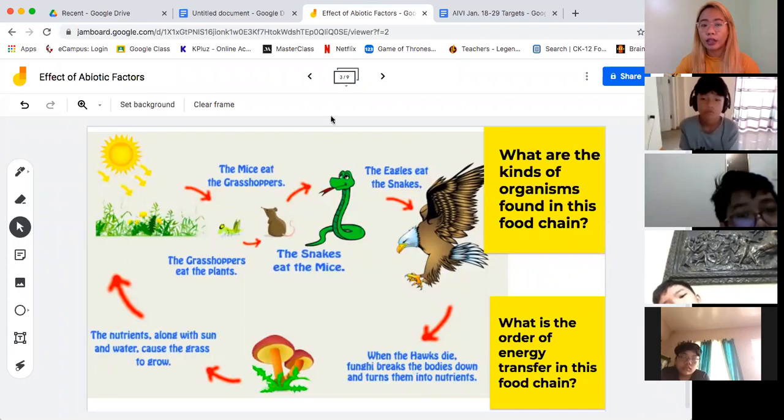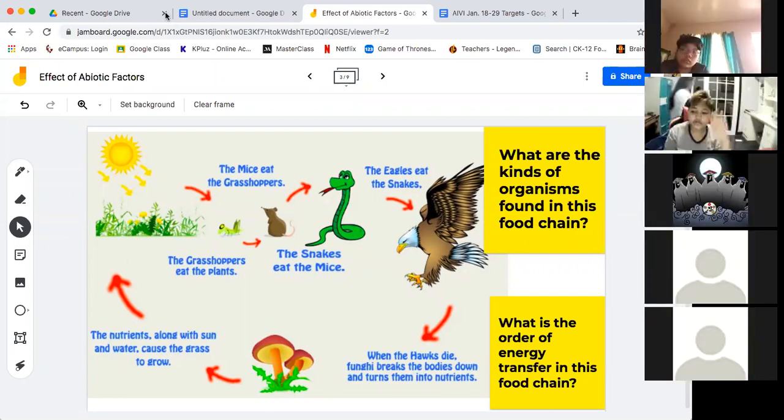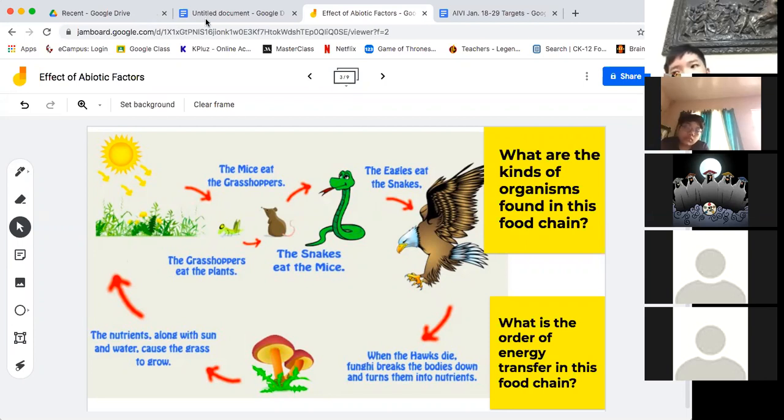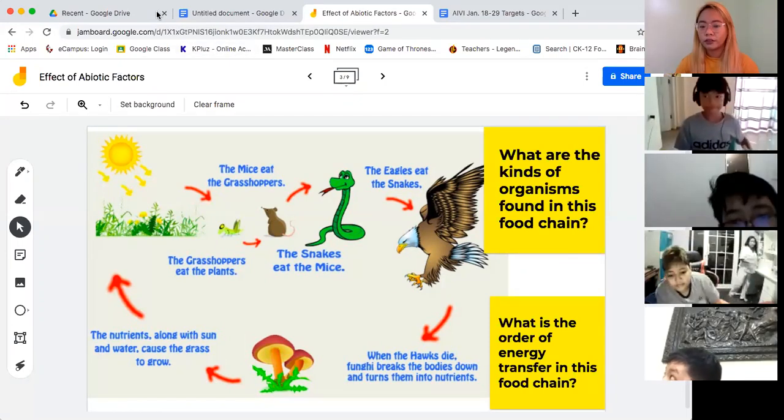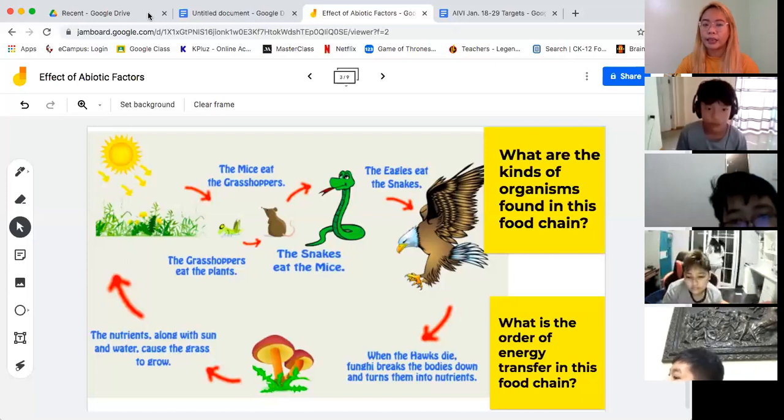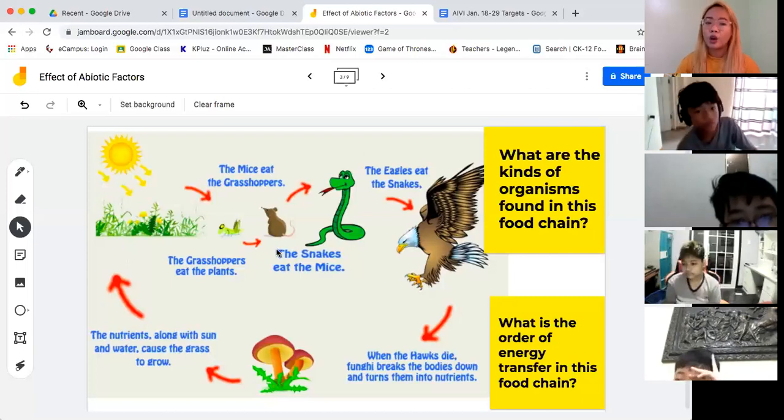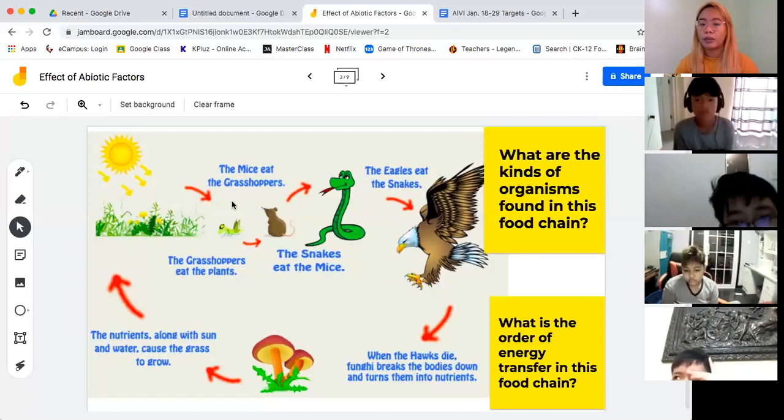Okay, any other person in the class who would like to classify another organism in the food chain? Okay, Kuya Yuri. The mice. Okay, the mice is what kind of organism? The primary or the secondary consumer. Okay, thank you very much. So yes, the mice here is a secondary consumer because the mice will be eating the grasshopper, which is the primary consumer. What is the producer in this food chain?